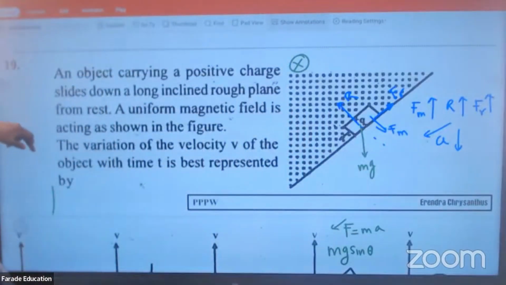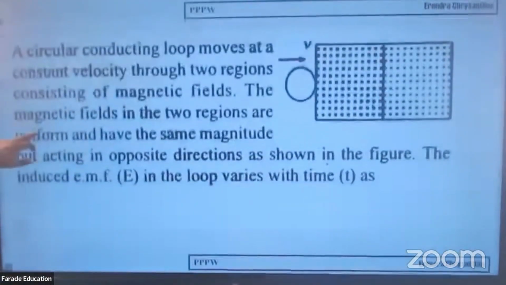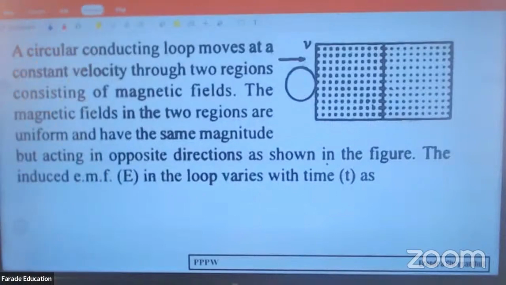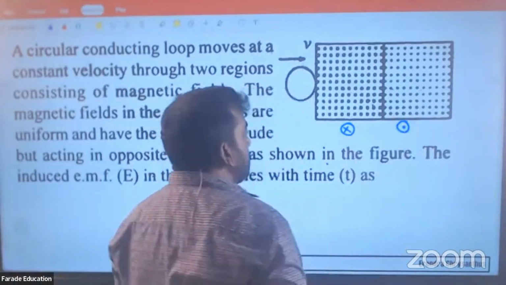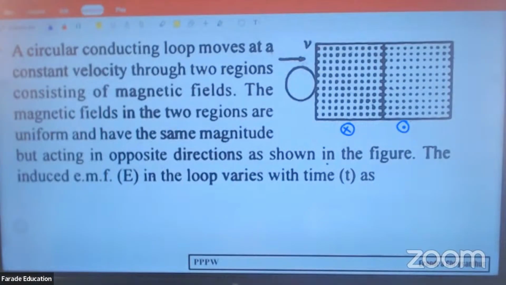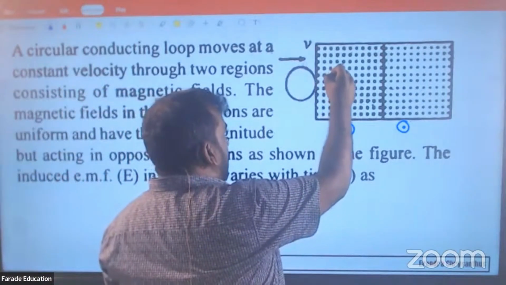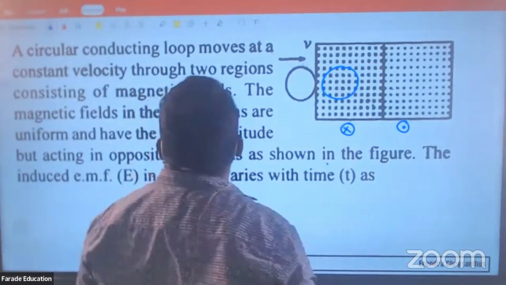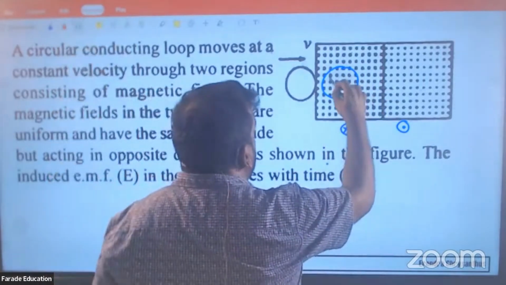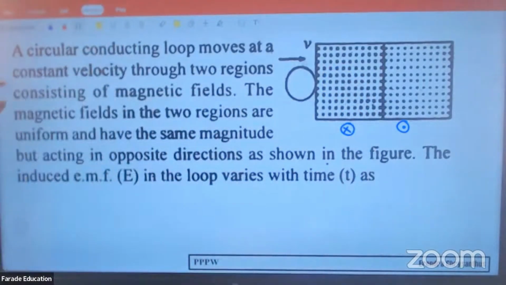Okay. Finally, here, look at the question carefully. Here magnetic field is inwards, here magnetic field is outward. As it travels, complete loop inside. I'll show this in calculation.